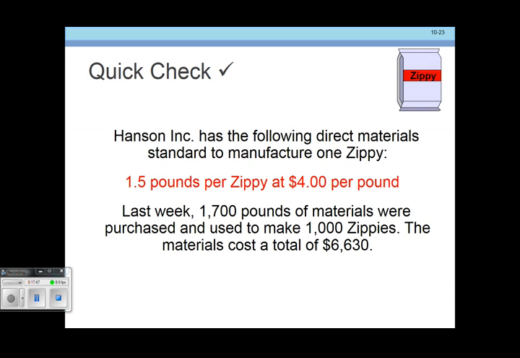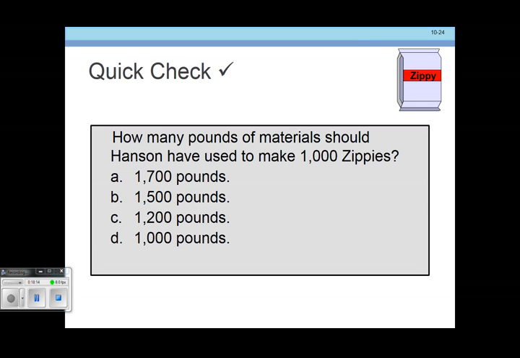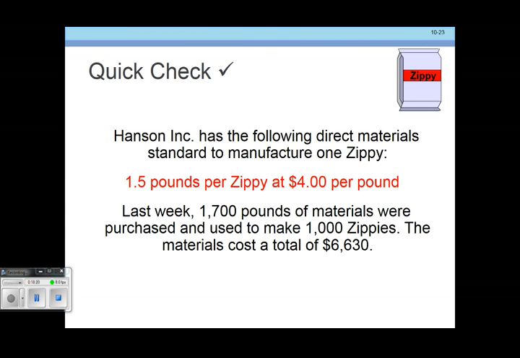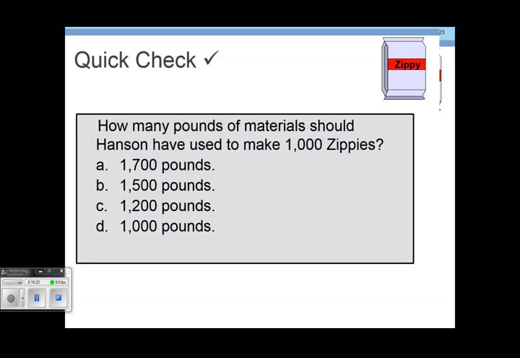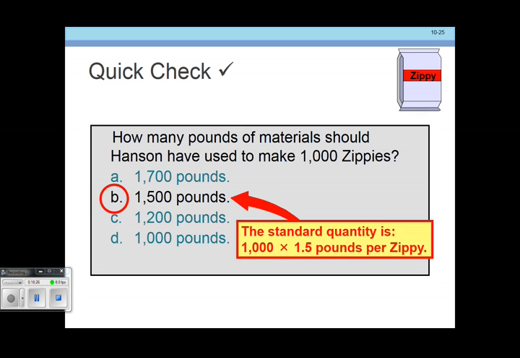Okay, so here's a quick example. Last week they used 1,700 pounds to make 1,000 zippies. Quick note, a zippy is supposed to take, you notice there in red, 1.5 pounds. So they produced 1,000 zippies, so they should have used 1,500 pounds of material. They actually used 1,700. Total material cost was $6,630. So the question is how many pounds of material should they use to have made 1,000 zippies? Well, I already gave that away. 1.5 pounds. They produced 1,000 zippies, so it's obviously 1,500. So the standard in that case would have been 1,500 pounds of material.